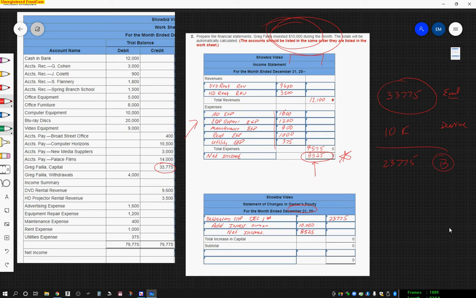The total increase is going to be these two numbers added up. So that would be, if my math is correct, $18,525, giving us a subtotal for the capital to be, well, add these two up, right? So we're going to come up with $42,300.